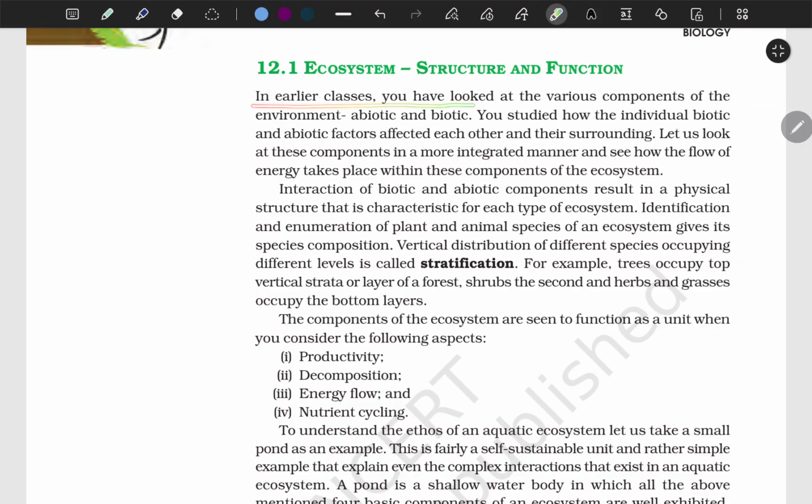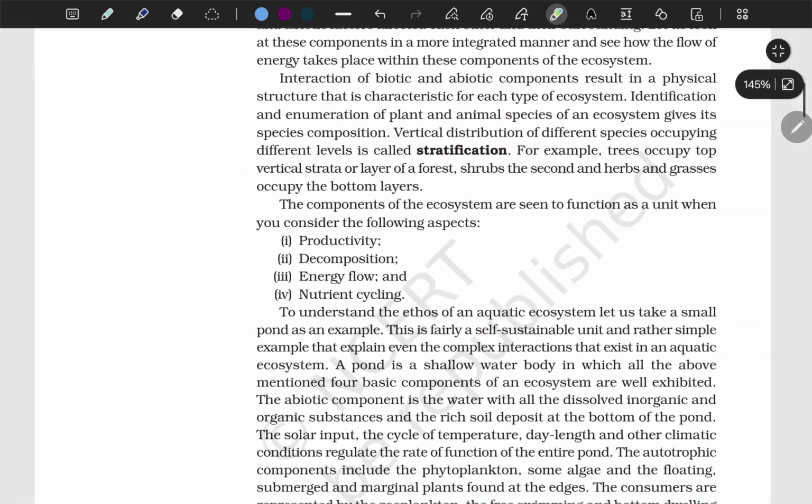In earlier classes, you have looked at the various components of the environment, the abiotic and the biotic. You studied how the individual biotic and abiotic factors affected each other and their surroundings. Let us look at these components in a more integrated manner and see how the flow of energy takes place within these components of the ecosystem.